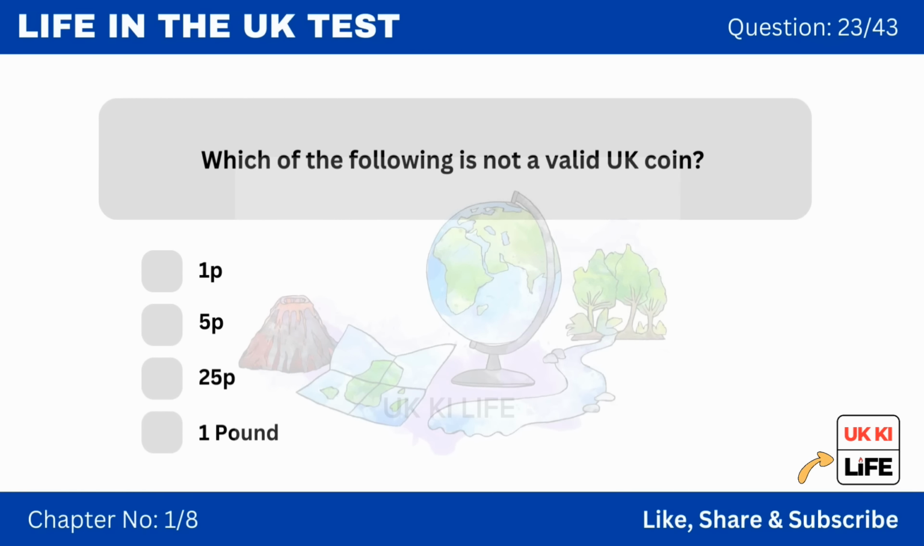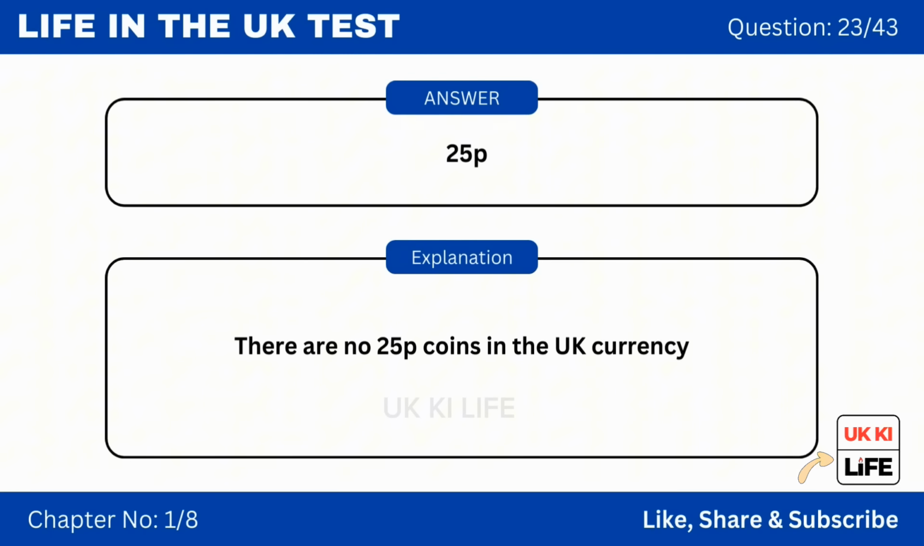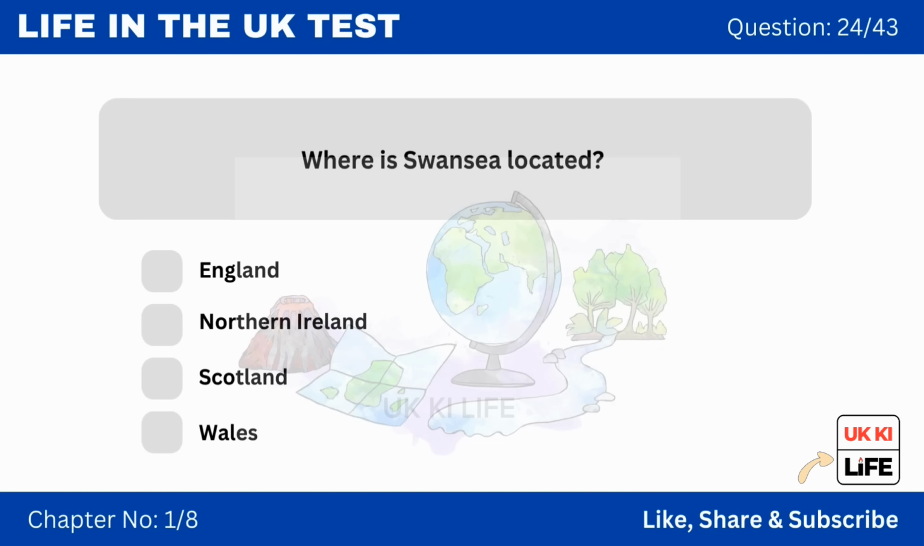The correct option is C. Explanation: there are no 25p coins in the UK currency. Question 24. Where is Swansea located? England, Northern Ireland, Scotland, Wales.